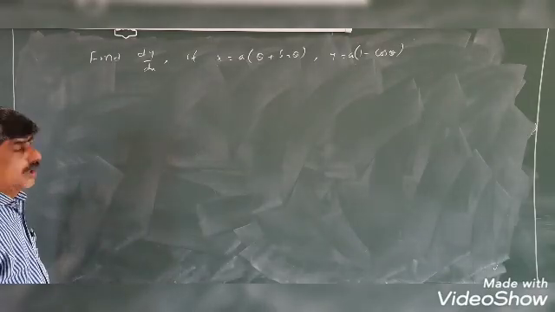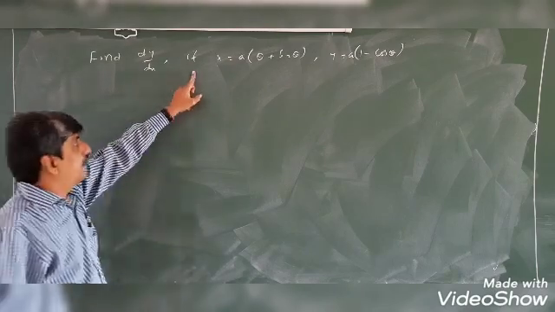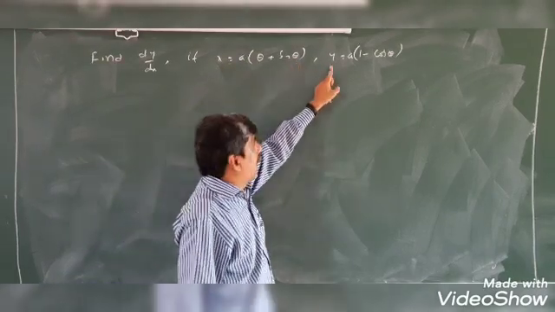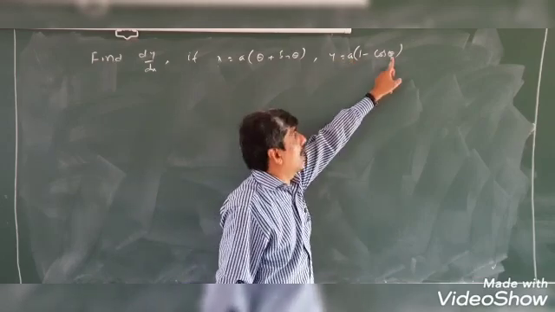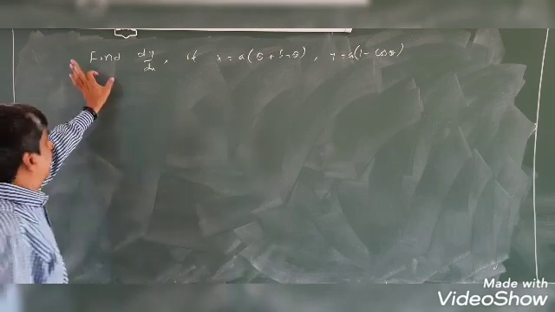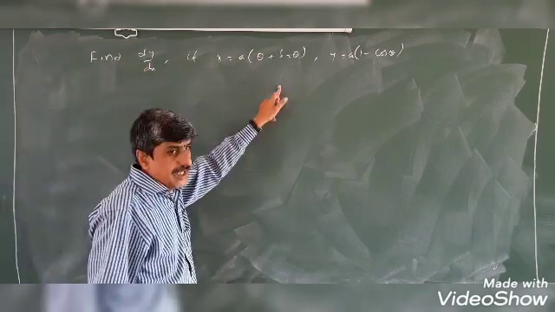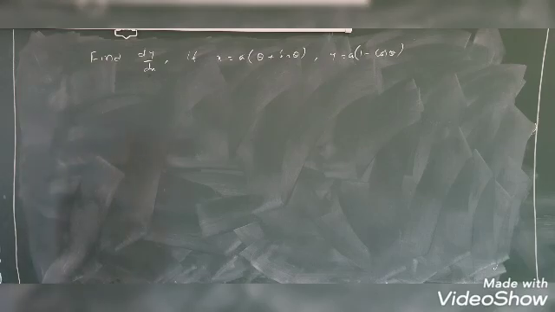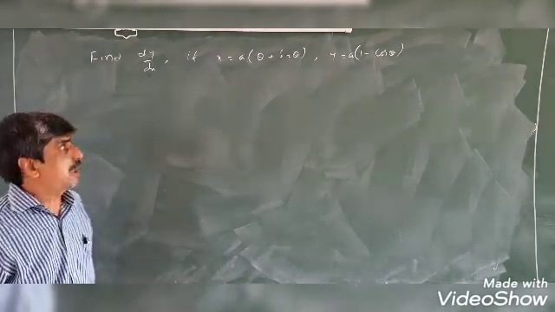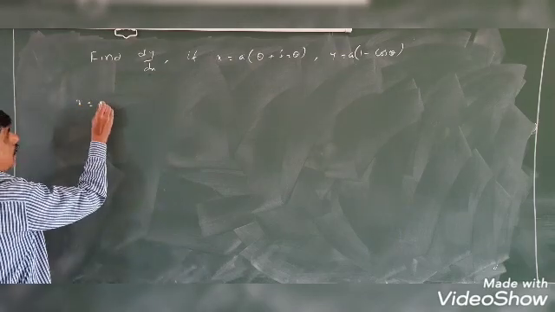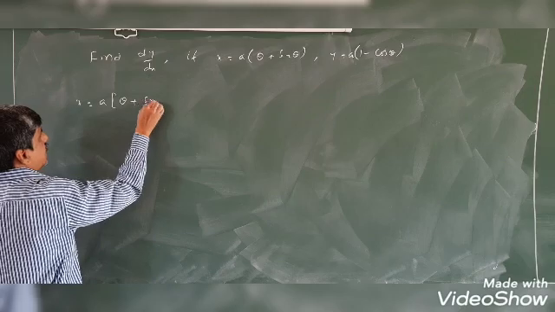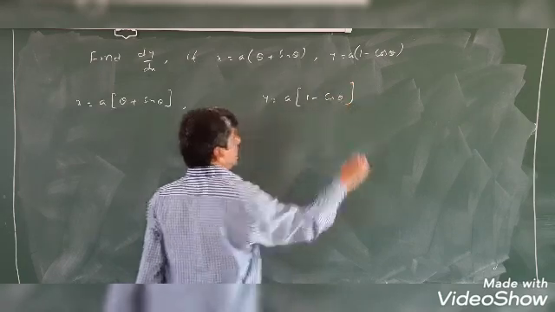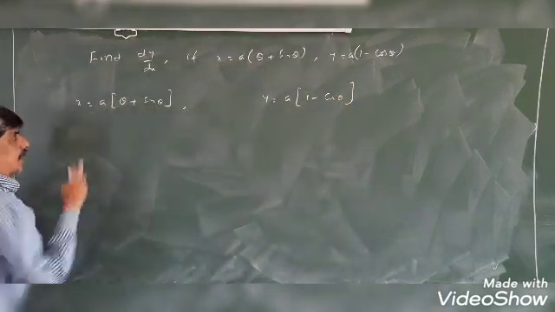Next numerical. Find dy by dx, if x is equal to a into (theta plus sin theta), y is equal to a into (1 minus cos theta). We want to find dy by dx. x is a function of theta and y is also a function of theta, so we differentiate x and y individually with respect to theta.